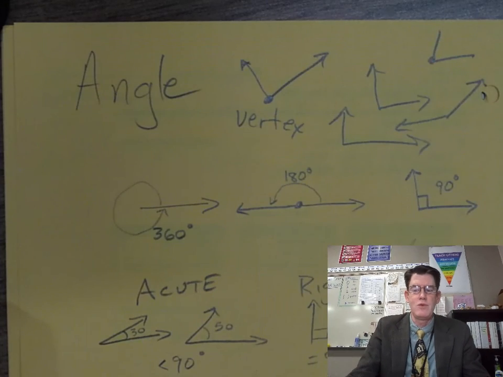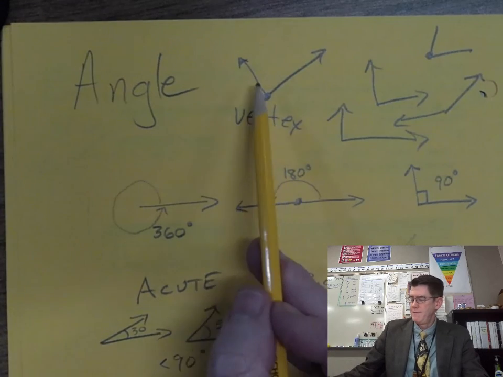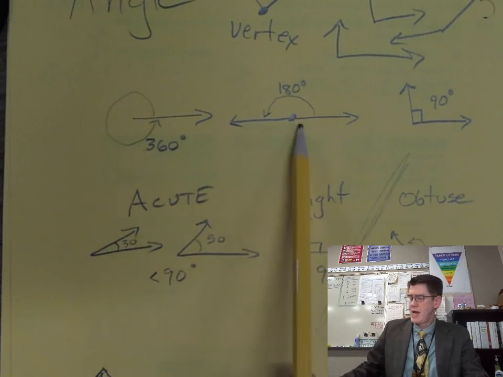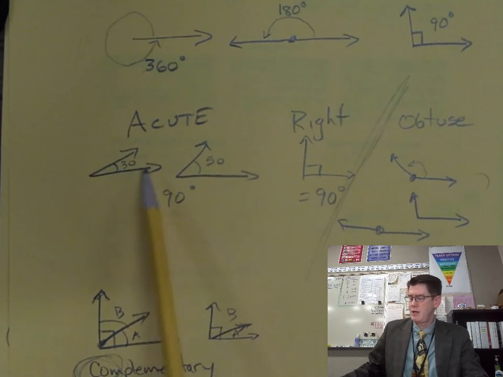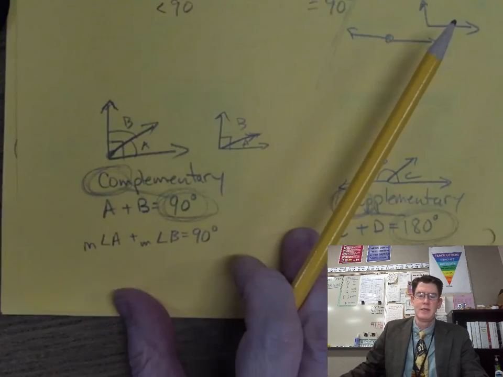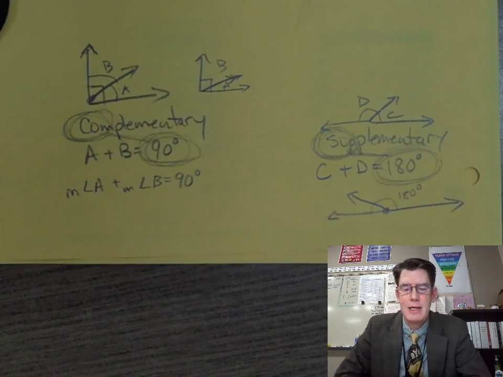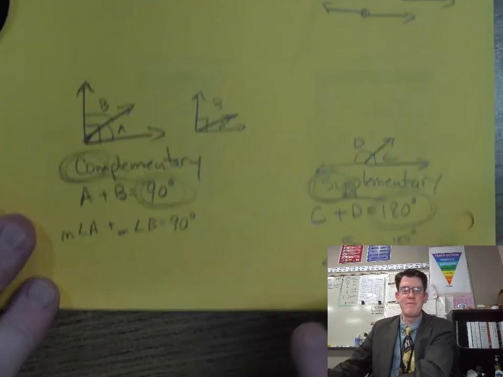But well done at looking at angles. And just by way of review, it's a vertex with two lines. We've got the measurements, and we can classify them in certain ways, complementary and supplementary. And with that, you can do all types of math work with angles.